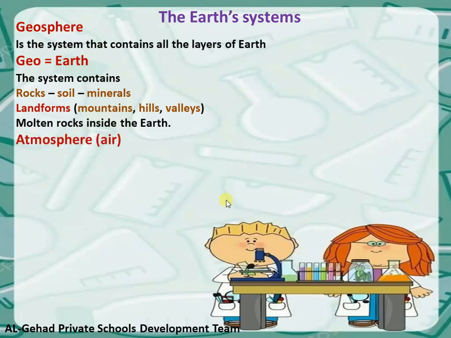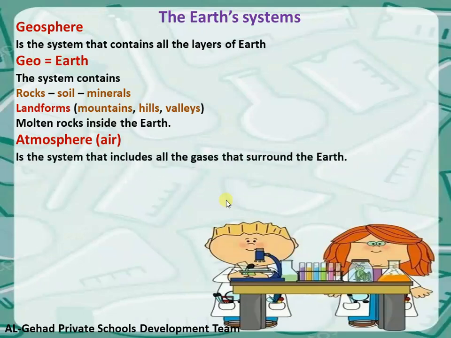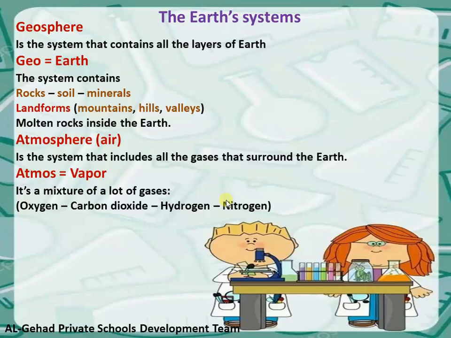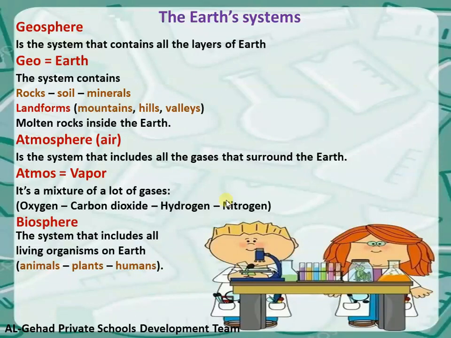Number 2. Atmosphere means air. Is the system that includes all the gases that surrounded the earth. Atmos means vapor. It's a mixture of a lot of gases like oxygen, carbon dioxide, hydrogen, or nitrogen. Biosphere, the system that includes all living organisms on the earth, like animals, plants, humans. Bio means life.